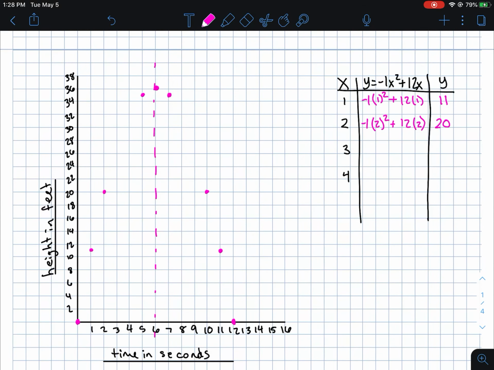Then for number 3, when I plug that in, I would get -9, plus 36. So -9 plus 36 is going to give me 27. So (3, 27) is right here, which means I'm going to have (9, 27). And then my last value here will give me -16 plus 48, and -16 plus 48 is 32. So (4, 32) is going to be right here, which also means (8, 32).